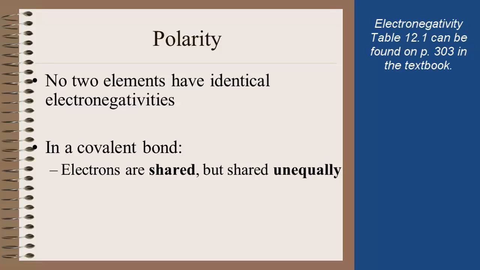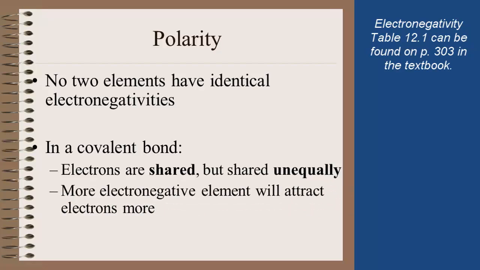The only case in which you would have perfect equality in the sharing of the electrons would be, for instance, with your diatomic elements, where the two atoms are the same exact element and they are bonded to each other, in which case your electronegativity difference is 0, and that indicates that you have equality in sharing. But in any other covalent bond, there is going to be, to some degree, some inequality in that sharing. The more electronegative element is going to be attracting the electrons more, and so that end of the bond is going to have more of a negative charge type characteristic to it, because the electrons are favoring that end of the bond.